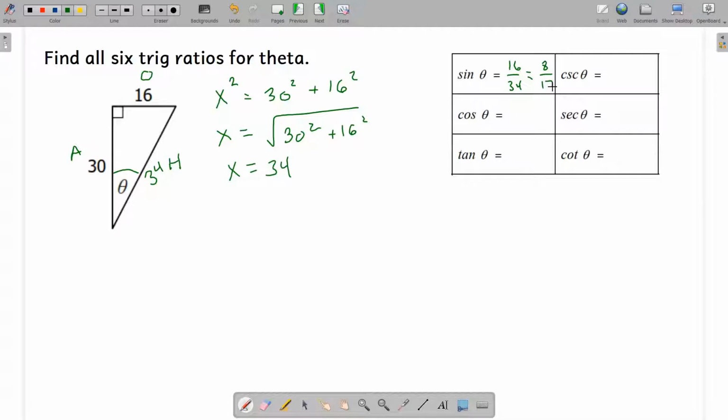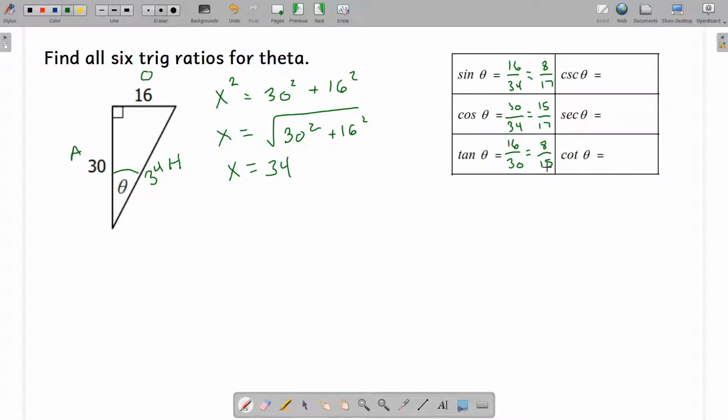Cosine is going to be adjacent over hypotenuse. So using the sides on our triangle, that would be 30 over 34, which is going to reduce to 15 over 17. Tan of theta is the opposite over the adjacent side, so 16 over 30, which reduces to 8/15. And then the 3 that are left here are the reciprocals of the 3 that we found.